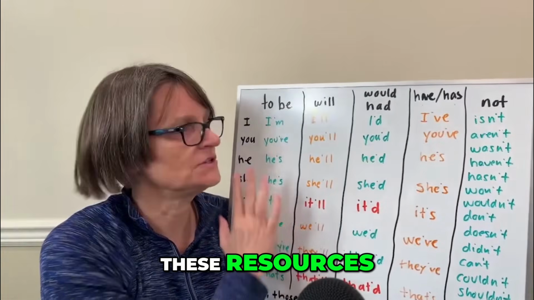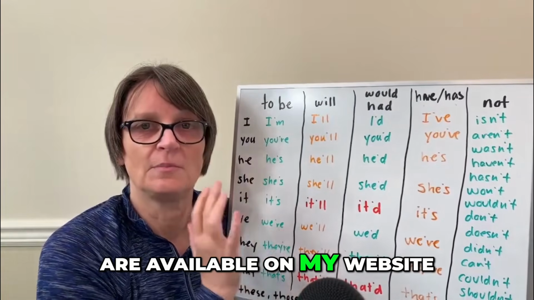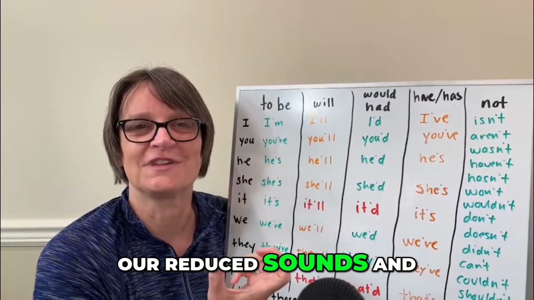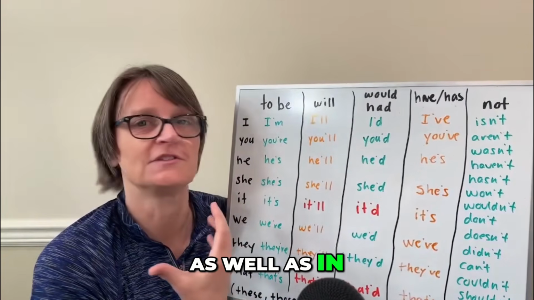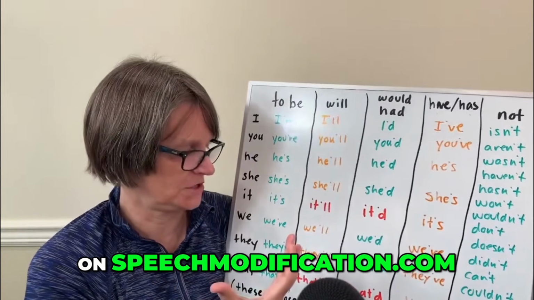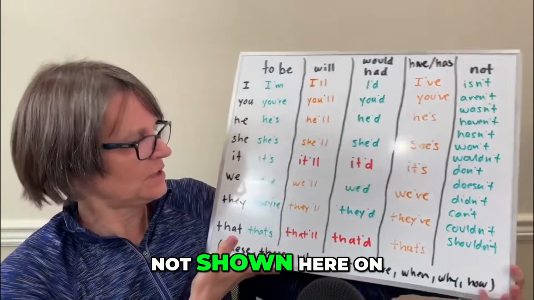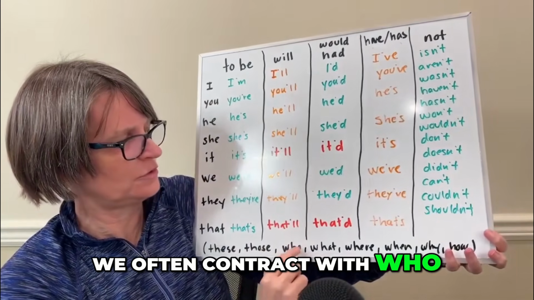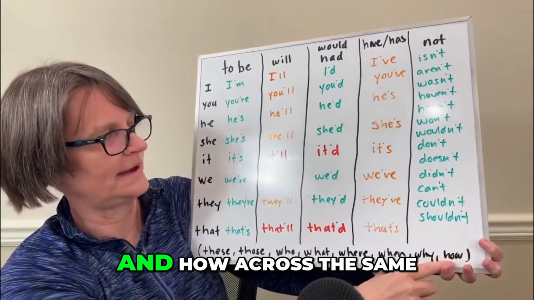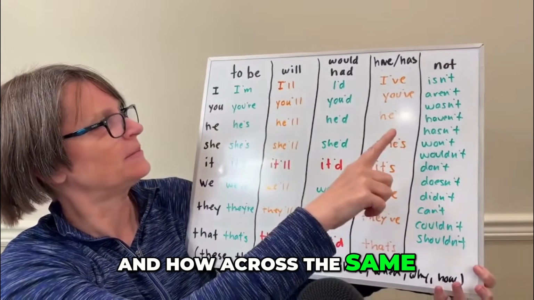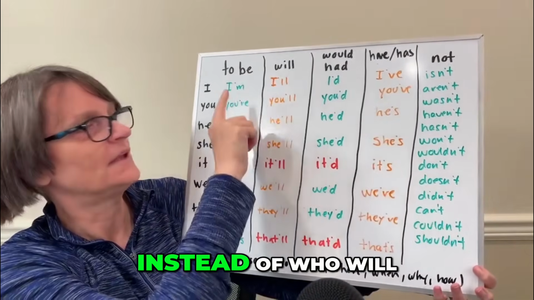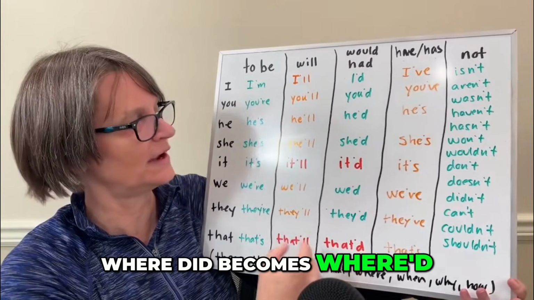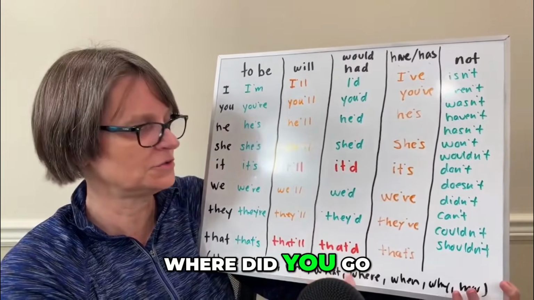These resources, charts like this, are available on my website, and we go through many of these contractions in our Reduced Sounds and Linking playlist, as well as in our Real Talk course on speechmodification.com. Not shown here on this chart, but also important, we often contract with who, what, where, when, why, and how across the same verbs. So instead of who will, I'll probably say who'll. Where did becomes where'd you go? Where did you go? Where'd you go?